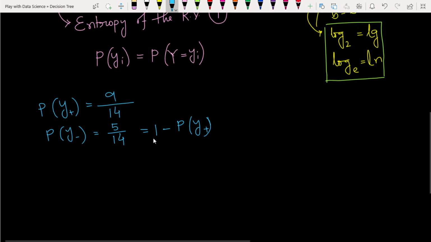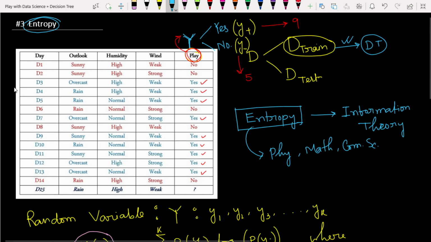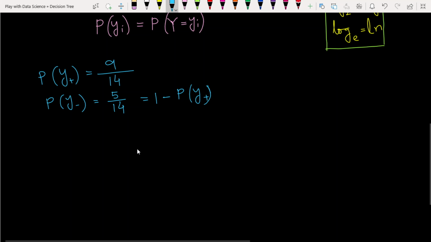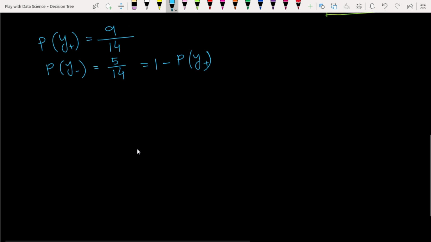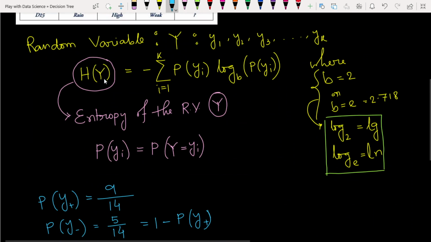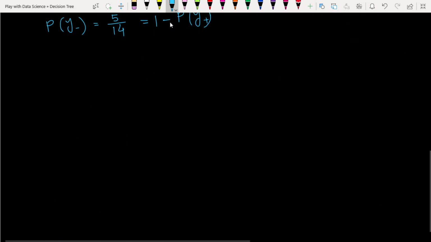Now let's call this whole data set D. This is the D data set, the whole data set. Now what will be the entropy for this random variable play? Let's calculate the entropy value for this random variable y.